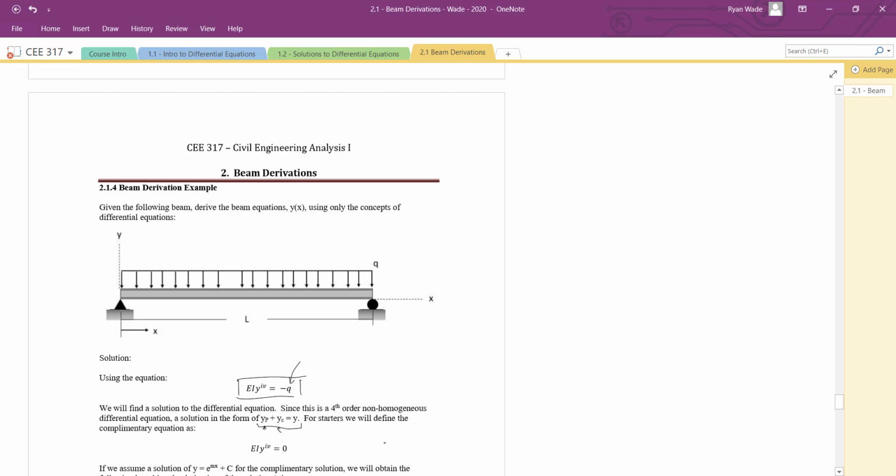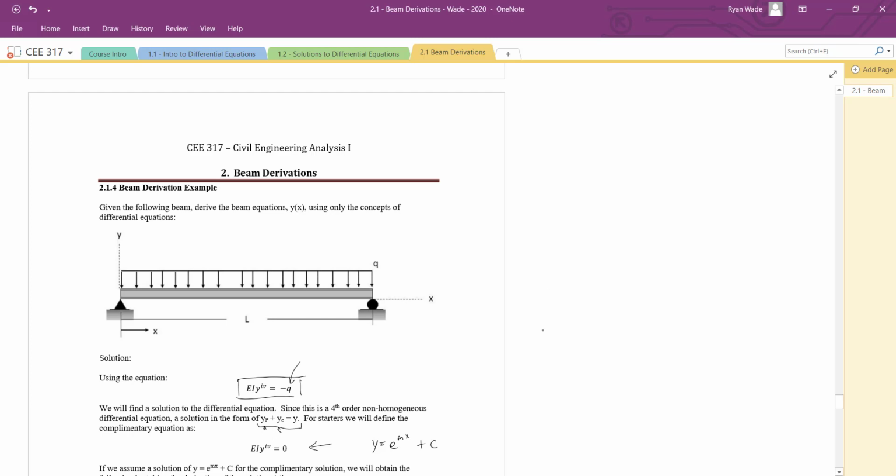So what we're going to do is go back to the steps that we learned for differential equations, and start by making it a homogeneous equation. That'll give us the complementary equation, our homogeneous version. We're just going to get rid of that negative q, then solve for that. If we assume a solution of y equals e to the mx, for our solution to that homogeneous equation, because we have fourth order, we're going to have 4 versions of that solution.